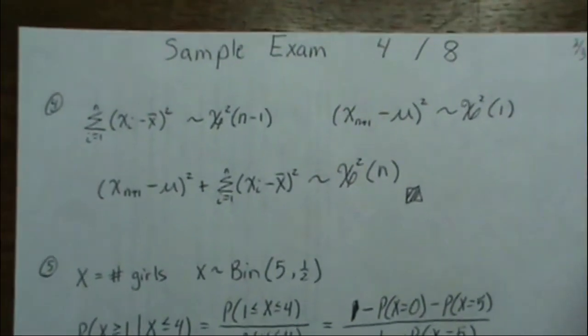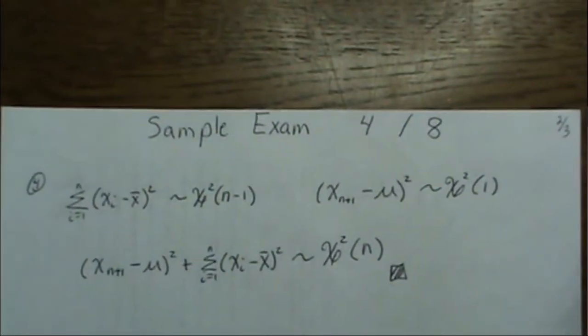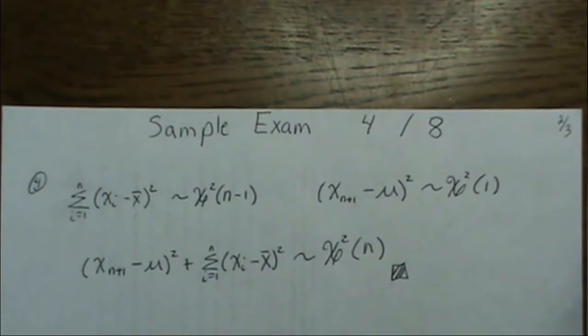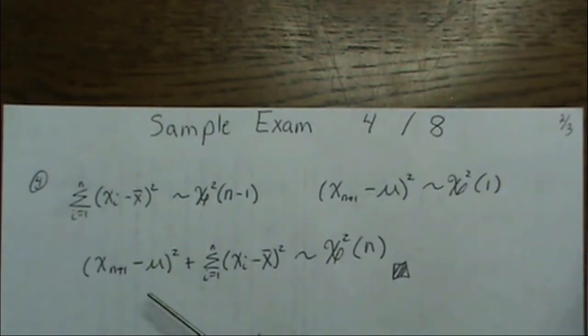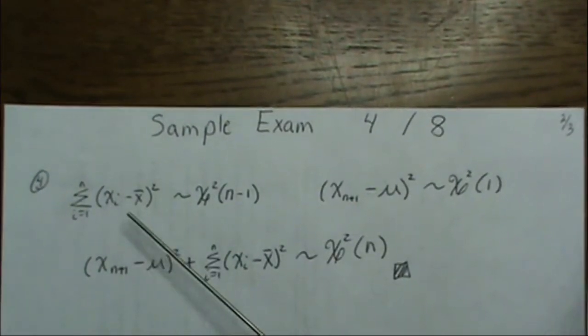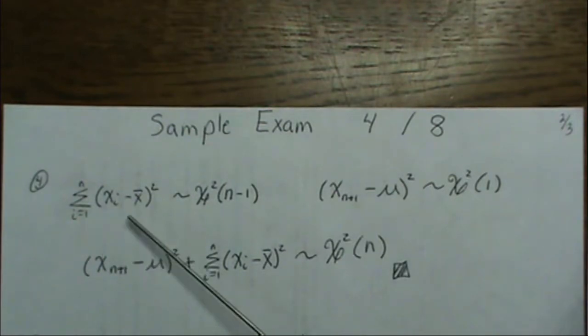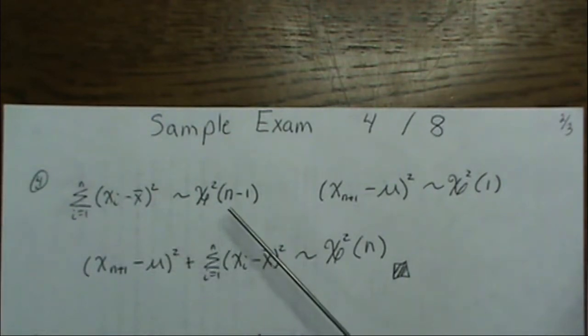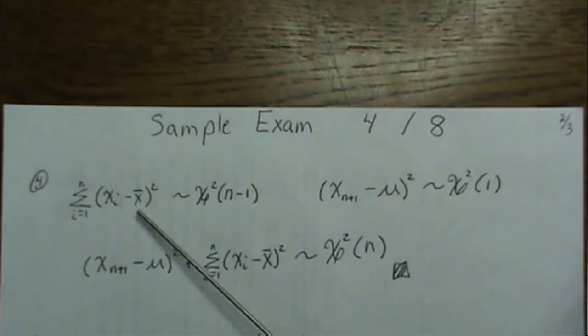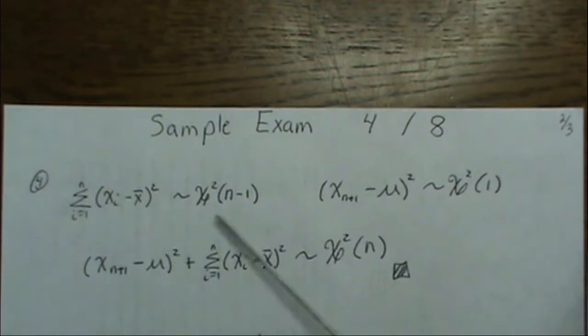Number 4, we are asked to find what's the distribution of this quantity here. So one note is that this sum divided by its variance, but the variance is 1, so it's like dividing by 1, so you just get this quantity. It's chi-squared with n minus 1. And so that's a pretty critical part, is you have to divide by the variance. But it's 1, so we don't have to.